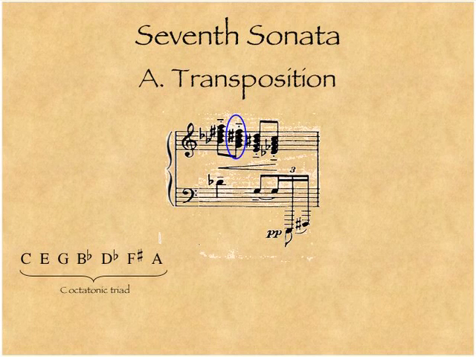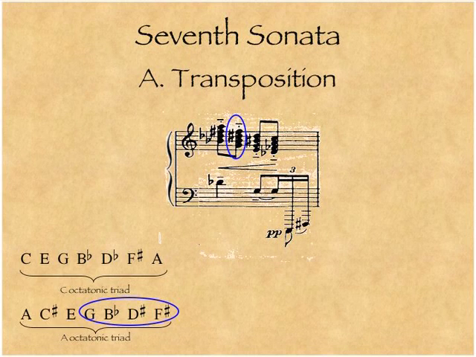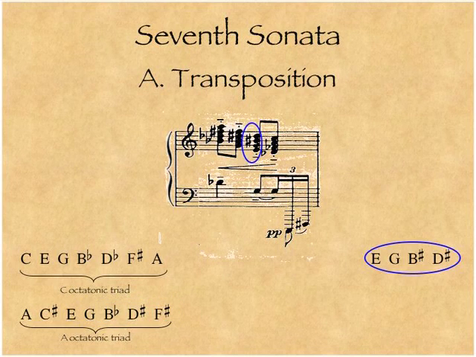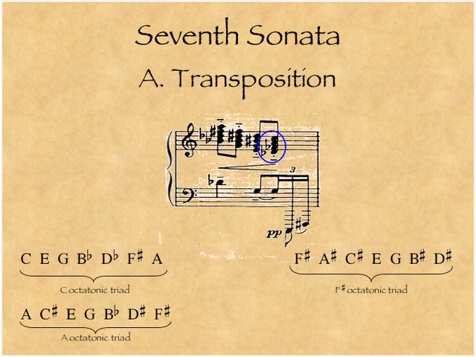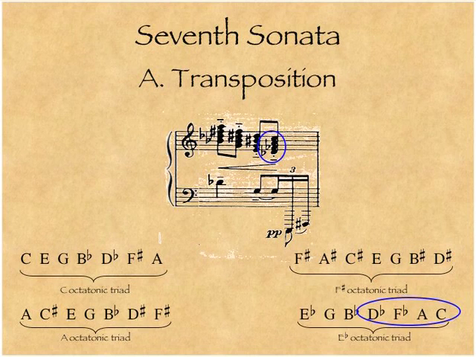In order to understand this chord properly, it is necessary to move its implied root a minor third lower as well and consider it as the last 4 notes of the A octatonic triad. The same process can be repeated for the third and fourth chords. The notes of the third chord are the last 4 notes of the F sharp octatonic triad, and the notes of the fourth chord are the last 4 notes of the E flat octatonic triad.